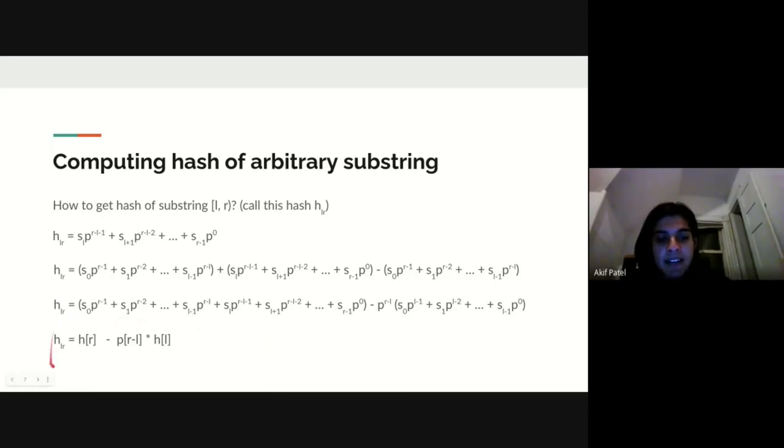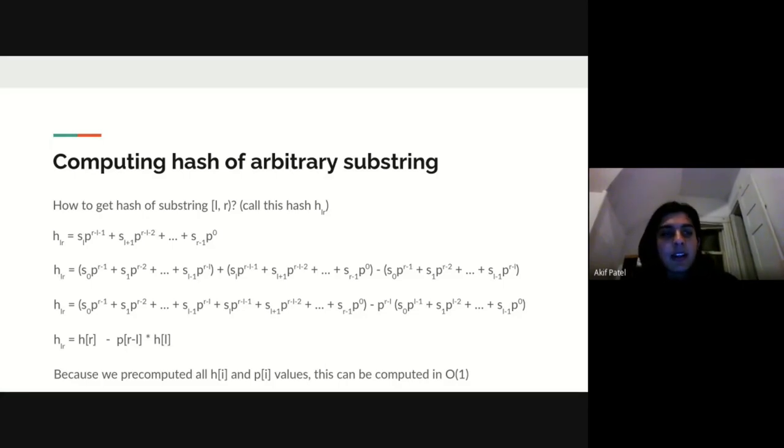And just to remind you guys, this thing is happening mod m, so this equation has to be done with all the added mods that you need to take care of the subtraction multiplication. As I said, it could be O(1).